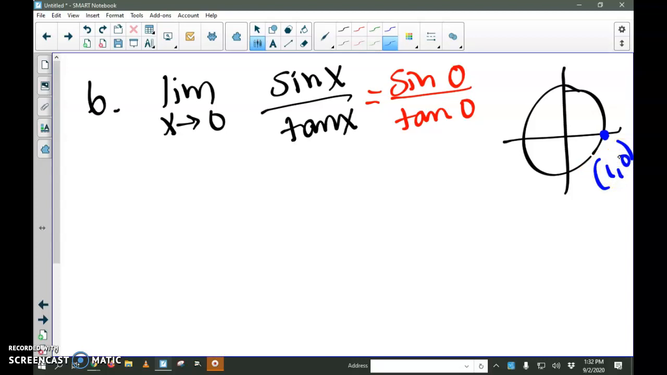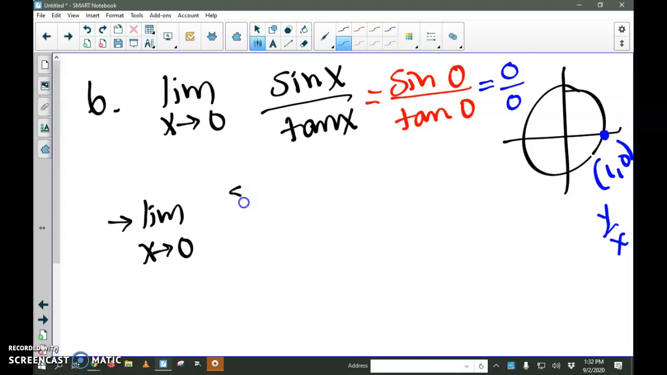We use radians in math, okay? And sine is the y-coordinate, so sine of 0, the y-coordinate at 0, is 0. And tangent, we said, is the y divided by x, and 0 divided by 1 is 0. So look, I'm indeterminate again, which means I need to do some sort of manipulation. So I'm going to start back at the beginning and rewrite my limit, the limit as x approaches 0. And I said on the last problem that my strategy was to rewrite in terms of sine and cosine, if possible. Well, I already have sine x.